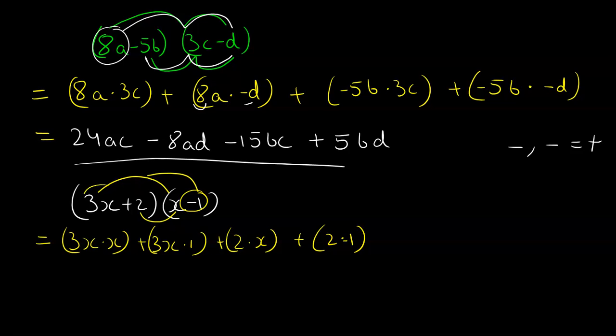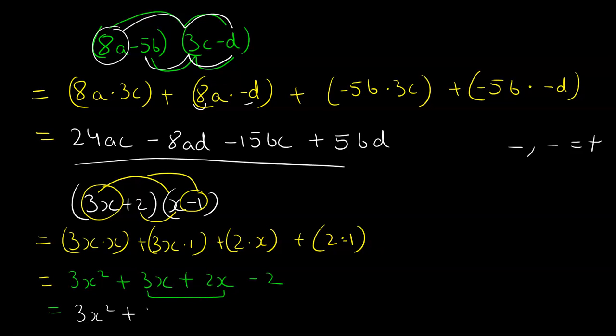Okay, so basically every term gets the opportunity to multiply with the next one, and now we can simply solve it. 3x times x, we get 3x squared, minus 3x, plus 2x, and this one will be 2 times negative 1, we get negative 2. And let's see if we can simplify it. Yes, using these two terms, we get 3x squared, negative 3x plus 2x, we get negative x, minus 2, and that is our final answer.